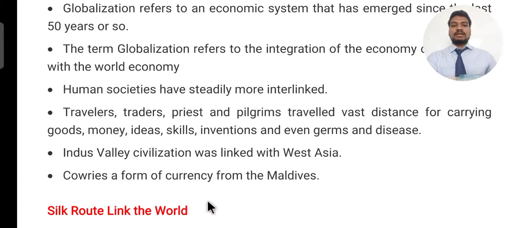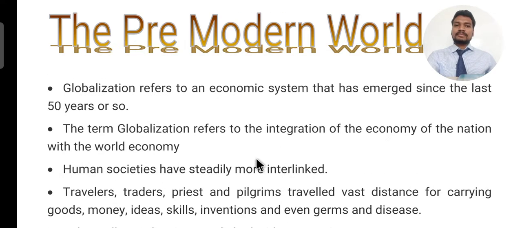Then the cowrie is a form of currency from the Maldives, is it not? From the Maldives they got a form of currency, cowries, and it has spread by different means. The dollar is also there somewhat in India, is it not? We exchange the dollar and rupee in India. We got information on the dollar, the euro and many other currencies, and many other parts of the world got information on the rupee. It's all because of globalization.